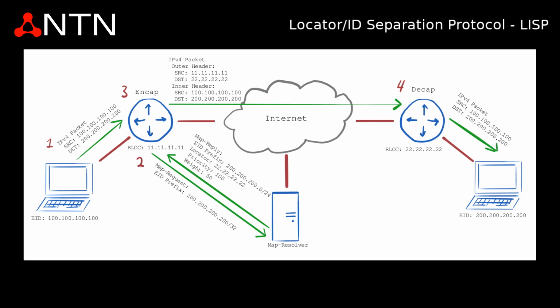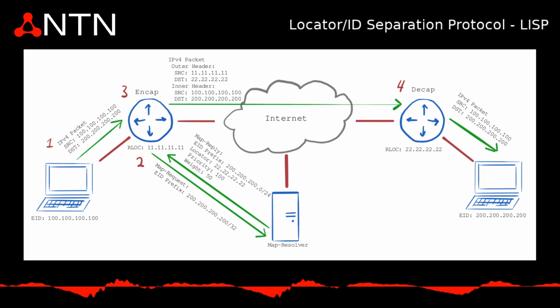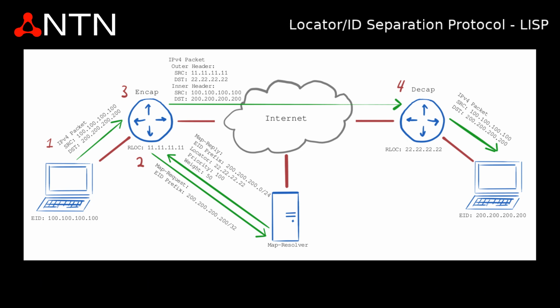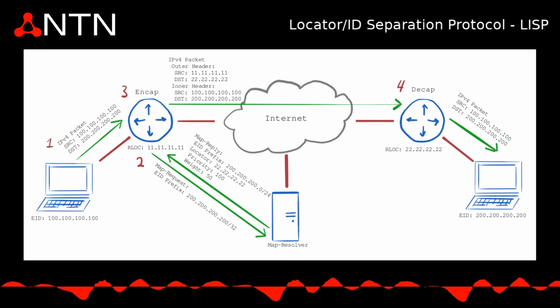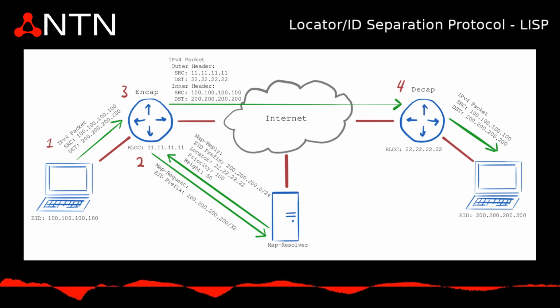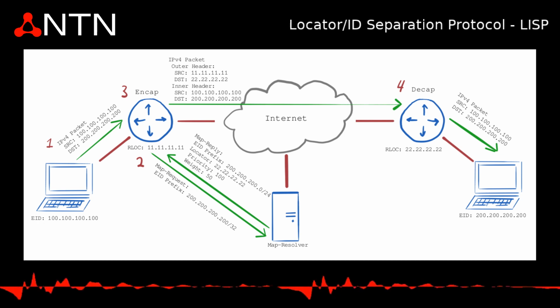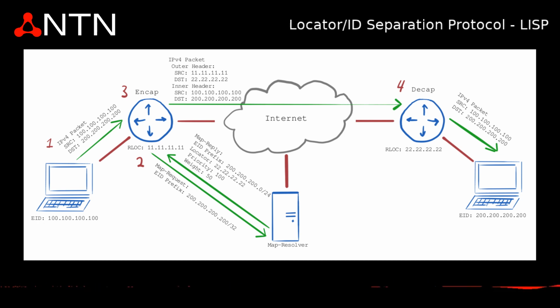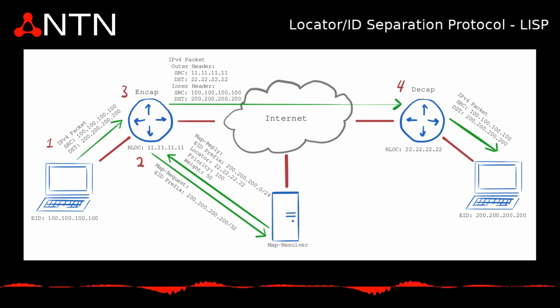EIDs are only reachable through the RLOC on the edge of the LISP site where they reside. In contrast with typical IP routing, EID prefixes are not installed in the routing table. Instead, LISP uses an EID to RLOC database to locate EIDs and deliver packets. LISP can be thought of as a dynamic tunneling protocol. LISP data plane packets use IP in IP encapsulation, where the outer IP header contains the source and destination RLOCs, and the inner header contains the source and destination EIDs.